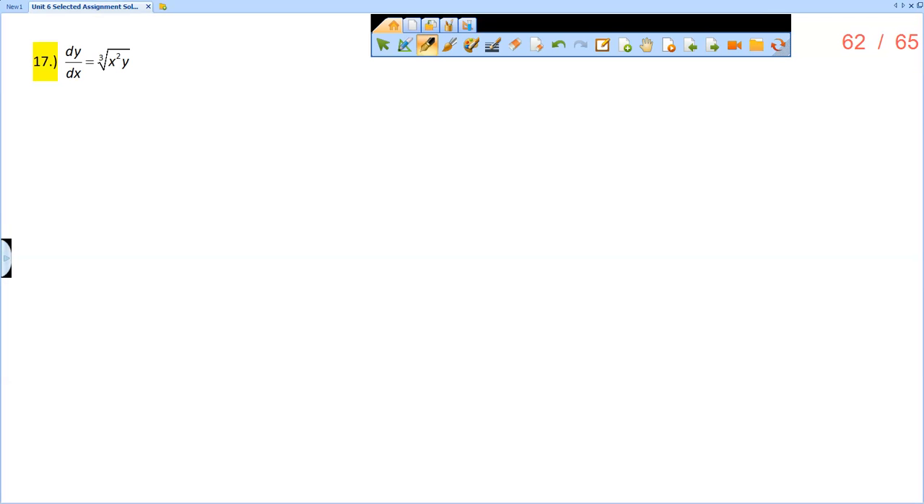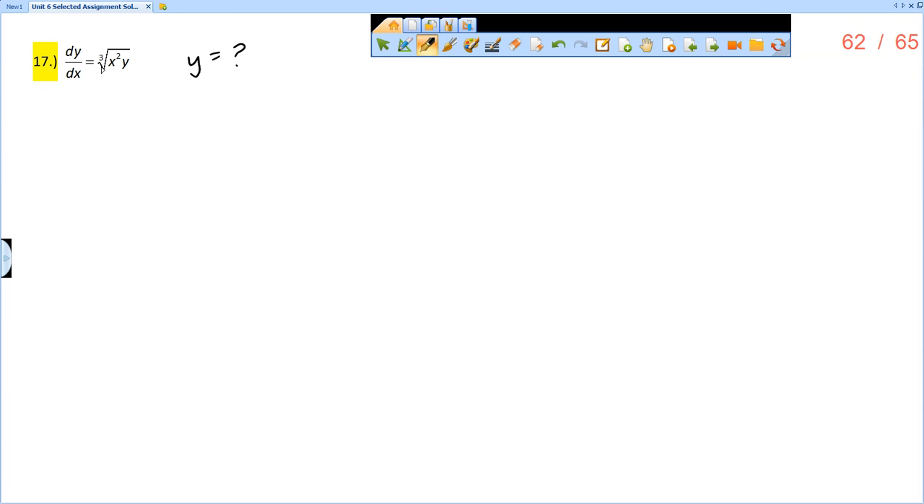This is the solution video for Unit 6 review problem number 17. So dy/dx equals the cube root of x squared y, right? And the problem says to solve the differential equation. So if I have dy/dx, I want to find y equals. Remember, that's what it means to solve a differential equation. So I have to separate my variables.